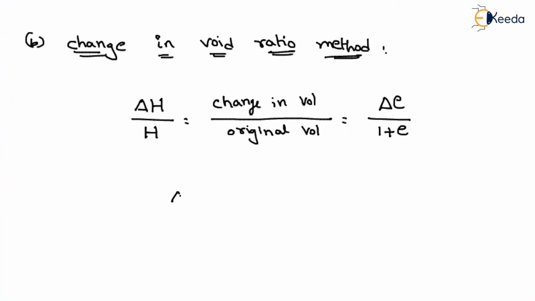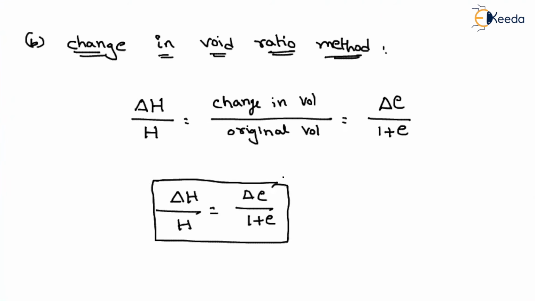So we can use the relation delta H divided by H, that will be equal to delta e divided by 1 plus e. As you are using the consolidometer, at some instant of time, that means initially if the soil sample height is 100 centimeters, after some time it has now become 98 centimeters. So what is the change in thickness? Now delta H has become 2 and H is how much? 100 centimeters. At 100 centimeters we know the void ratio. If you substitute this value here, then we can find out the change in void ratio.